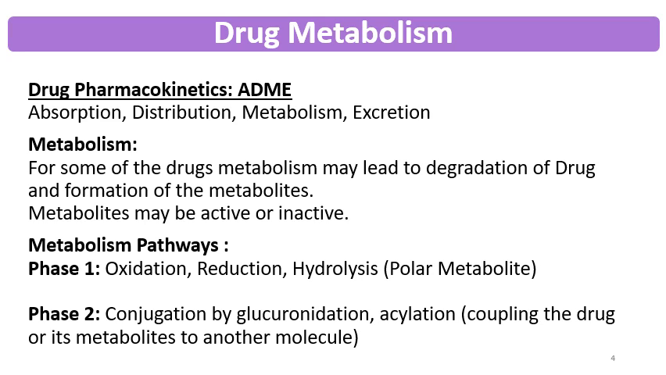These metabolites may be active or inactive, and the metabolism pathways are phase 1 and phase 2. In phase 1, oxidation, reduction and hydrolysis are the mechanisms, and in phase 2, conjugation is the important pathway. By conjugation, by glucuronidation and acylation, these are the phase 2 pathways.